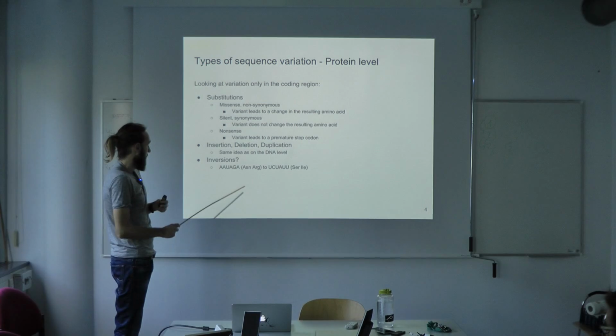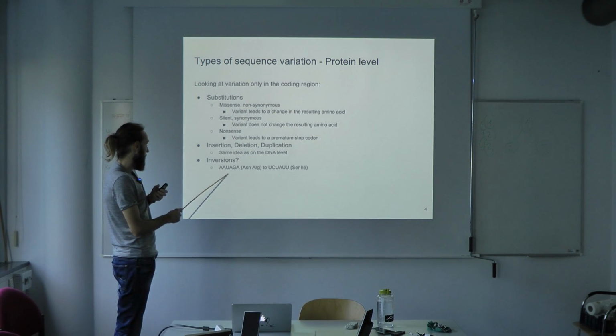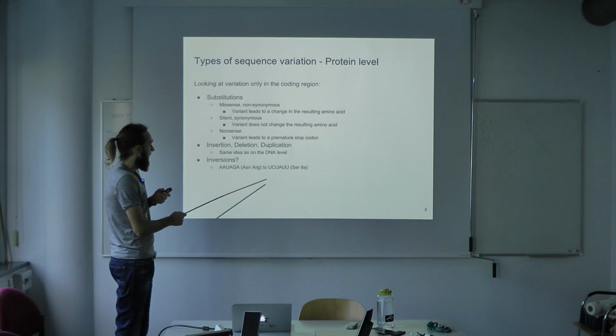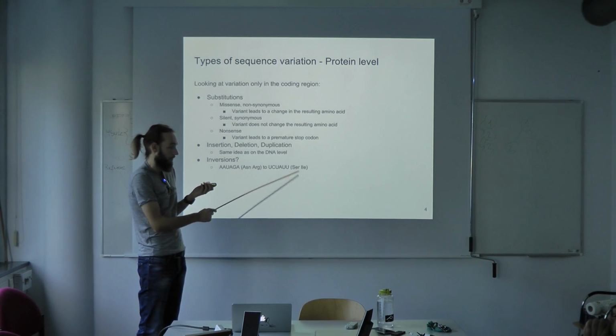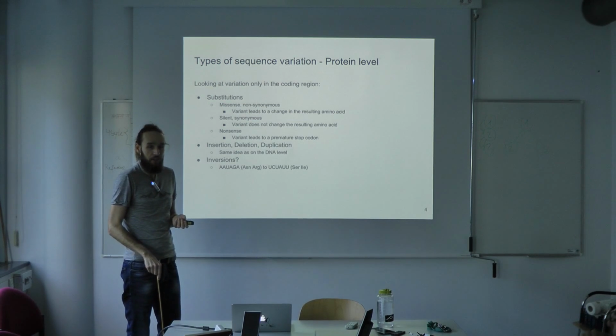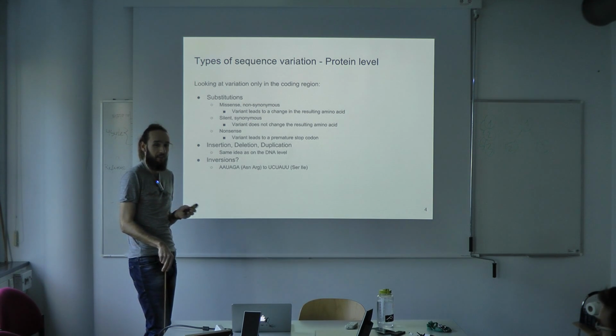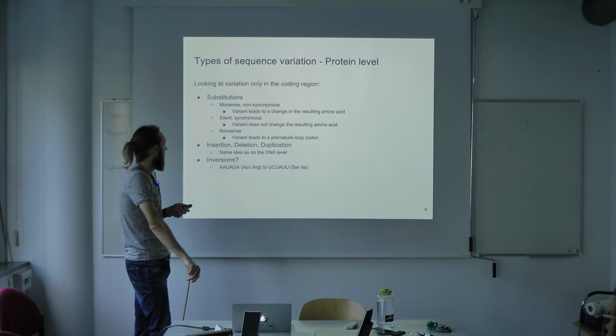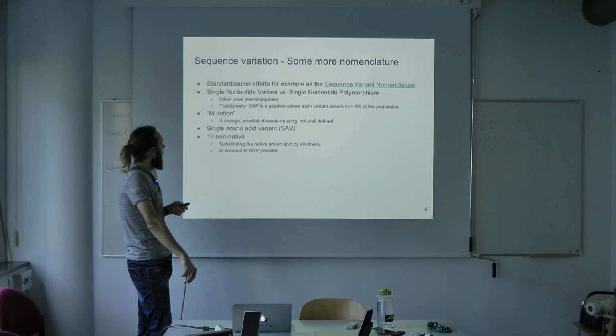So if this is your DNA sequence, these 2 codons code for these 2 amino acids. And then if you invert them, they of course code for some completely different amino acids. So on the protein level, this doesn't really make sense. So you don't have that. Just if you're wondering why that is missing from the list.